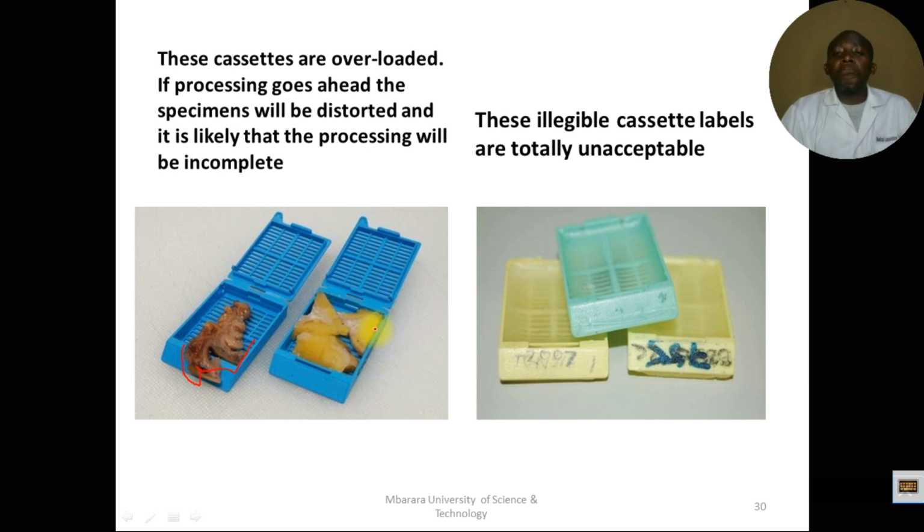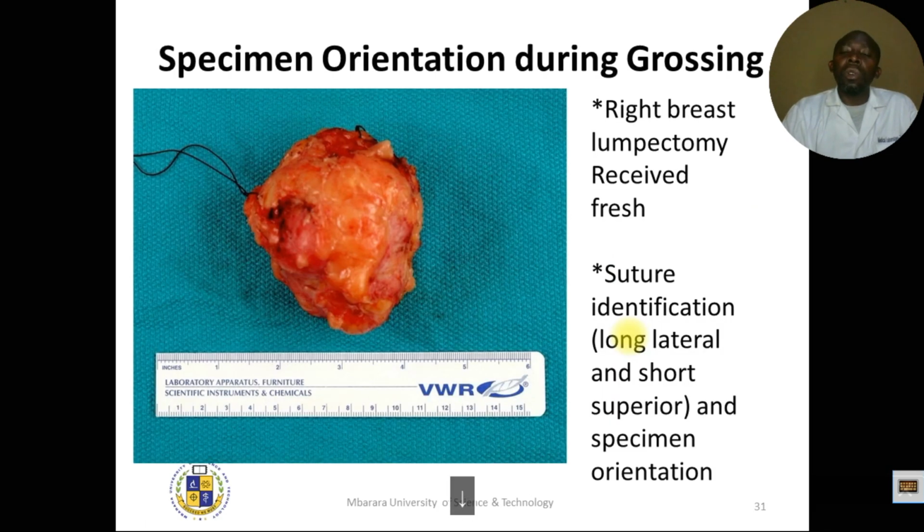Then on our right here, we are seeing cassettes which are labeled, but the labels are illegible. We cannot read or identify the number on this cassette. So this is going to cause trouble when we need to identify which patient the sample in this cassette came from. This is not acceptable. We must label our cassettes with clear and legible identifiers so that we can quickly identify them and relate them with what we have.